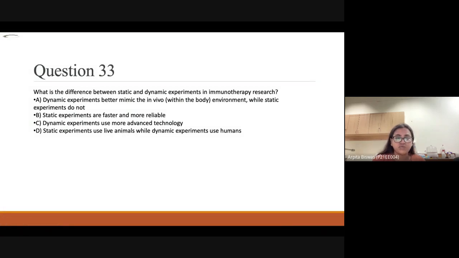What is the difference between the static and dynamic experiments in immunotherapy research? First option is the dynamic experiments better mimic in vivo environment, while the static experiments do not. The second option is the static experiments are faster and more reliable. The third option is dynamic experiments use more advanced technology. And the fourth option is static experiments use live animals, while the dynamic experiments use humans. So go through the question carefully and try to give the right answer.